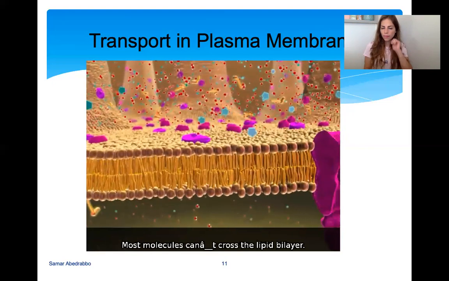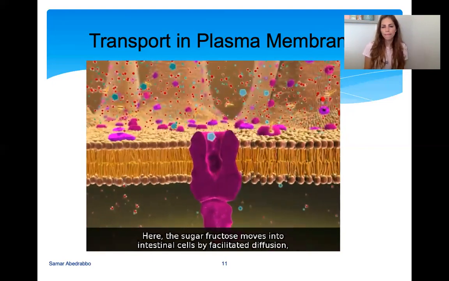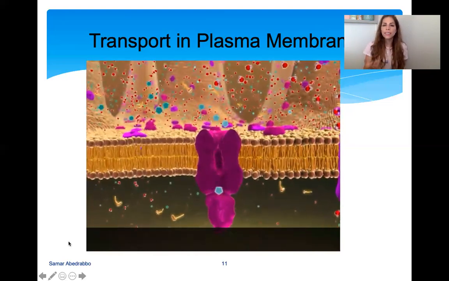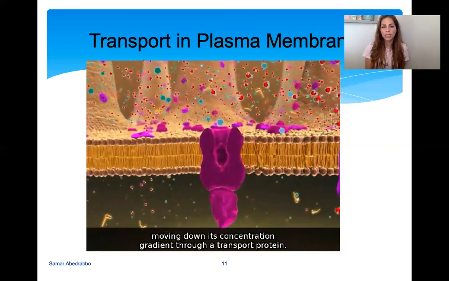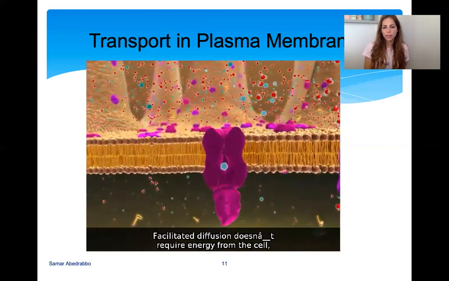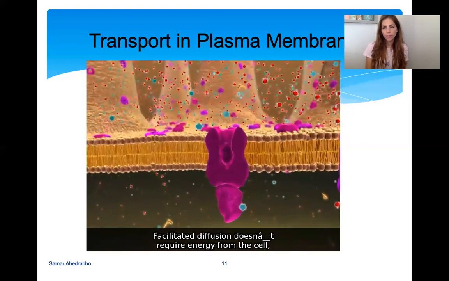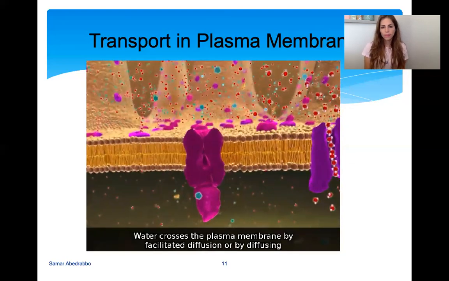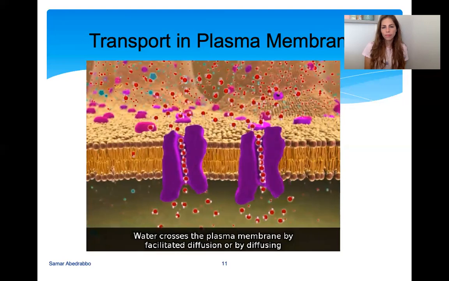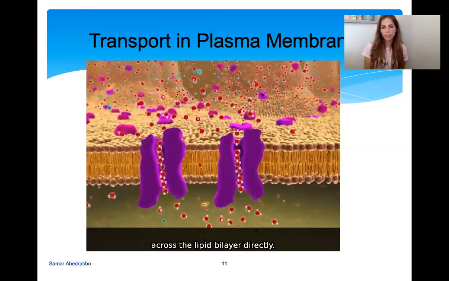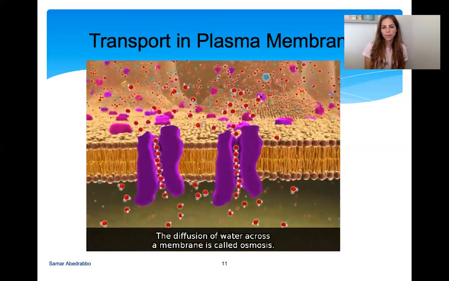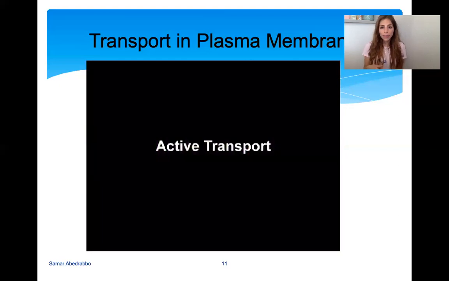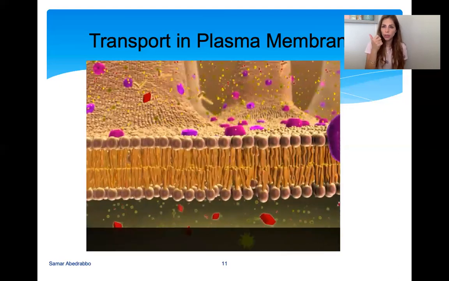Most molecules can't cross the lipid bilayer. Here, the sugar fructose moves into intestinal cells by facilitated diffusion, moving down its concentration gradient through a transport protein. Facilitated diffusion doesn't require energy from the cell, so it's also a form of passive transport. Water crosses the plasma membrane by facilitated diffusion, or by diffusing across the lipid bilayer directly. The diffusion of water across a membrane is called osmosis. So that was passive transport, diffusion, facilitated diffusion, and osmosis.